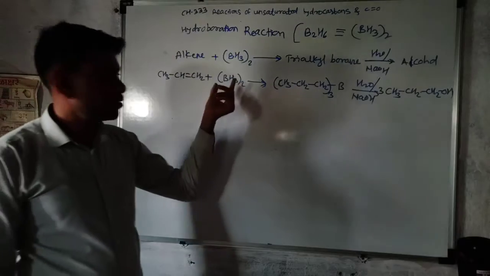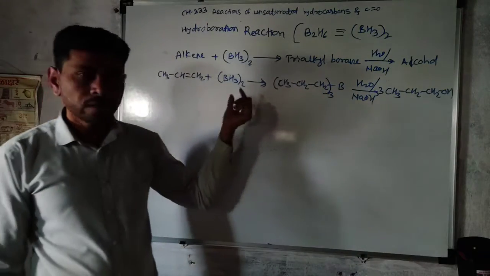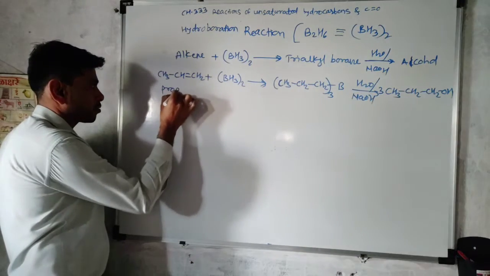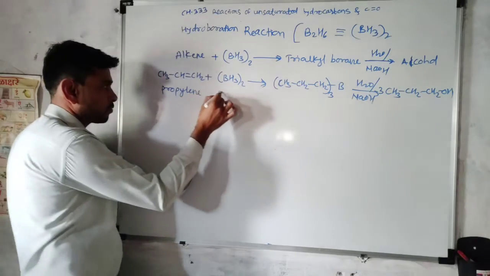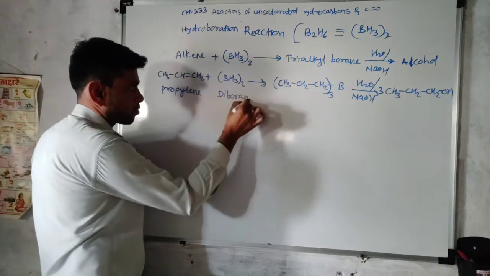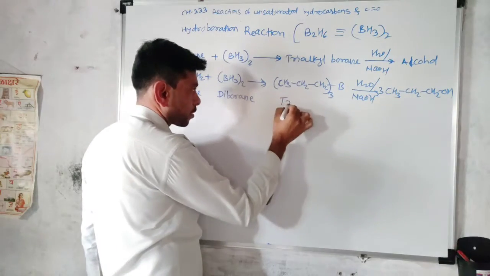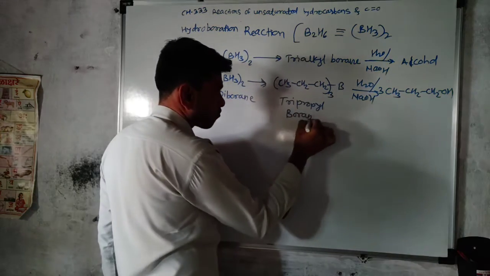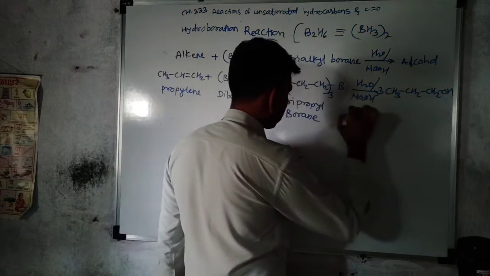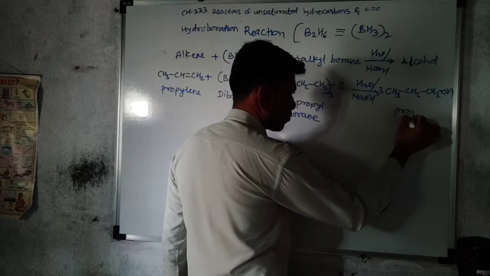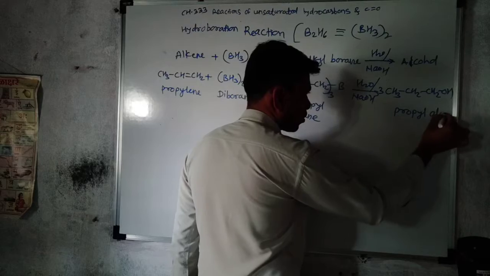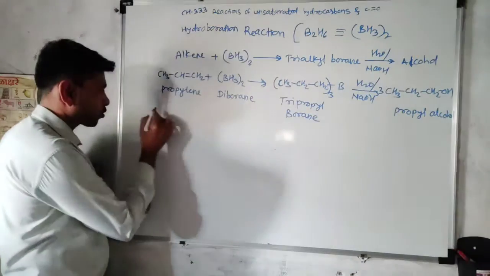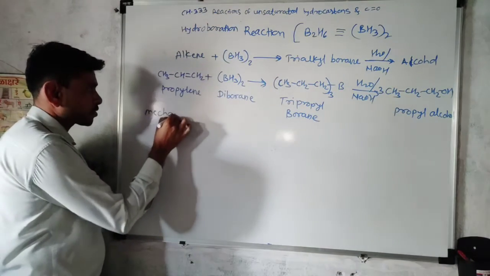Alkene reacts with diborane to form trialkyl borane. Here propylene reacts with diborane to form tripropyl borane, and then we get propyl alcohol. Let's see the mechanism of this reaction.